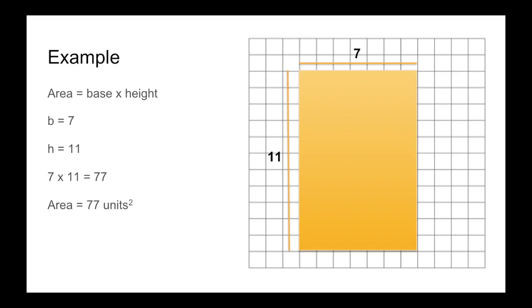Here is an example of a rectangle on a piece of graph paper. To find the area of this rectangle, you can count the length of the base and count the length of the height. The base of the rectangle is 7 and the height is 11. You then multiply these numbers together, which gives us 77 units squared as the area.